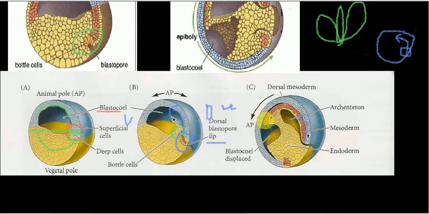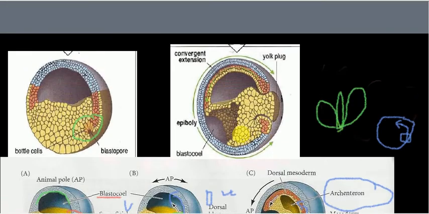Now if you look at this diagram, you see that a new cavity is formed that is called the archenteron, and as this archenteron continues to form, the blastocoel is getting displaced, and it is beautifully shown here. The blastocoel is getting displaced and the archenteron cavity expands. This is the dorsal lip of the blastopore, and as this process continues, you have another lip that is called the ventral lip, and this is the remaining endoderm.